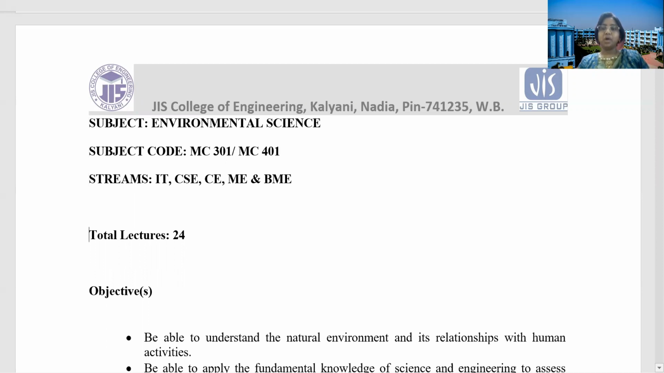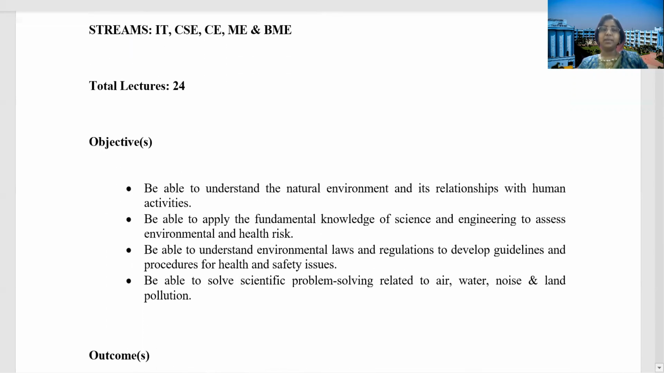And about the course objective and the course outcome. The students will be able to understand the natural environment and its relationships with human activities. They will be able to apply the fundamental knowledge of science and engineering to assess environmental and health risk. They will be able to understand environmental laws and regulations to develop guidelines and procedures for health and safety issues.